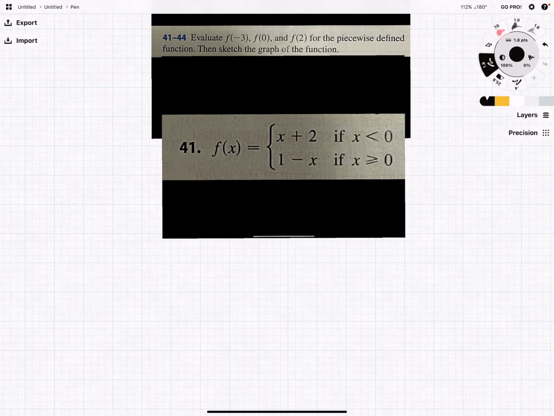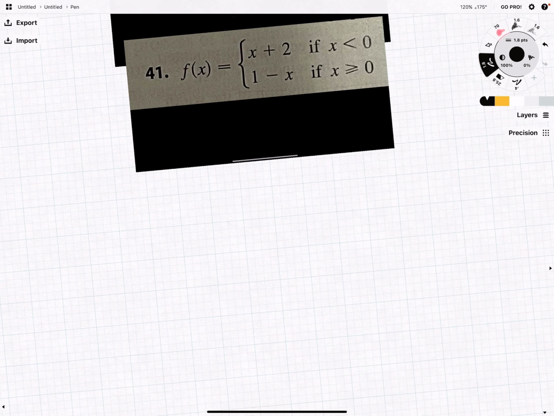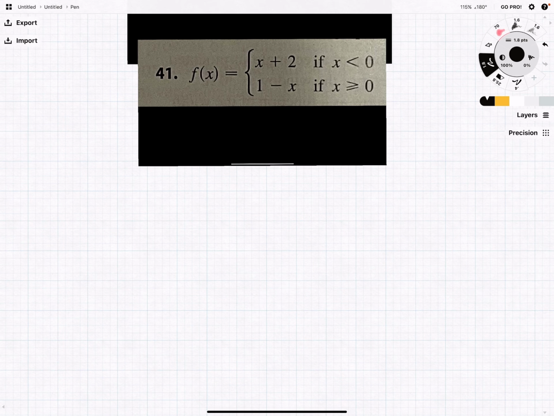This is Stewart Calculus 8th edition, section 1.1, problem number 41. For problems 41 through 44, it says, evaluate f of -3, f of 0, and f of 2 for the piecewise defined function, then sketch the graph of the function. So for 41, it shows us this piecewise function, f of x equals x plus 2 if x is less than 0, and 1 minus x if x is greater than or equal to 0.